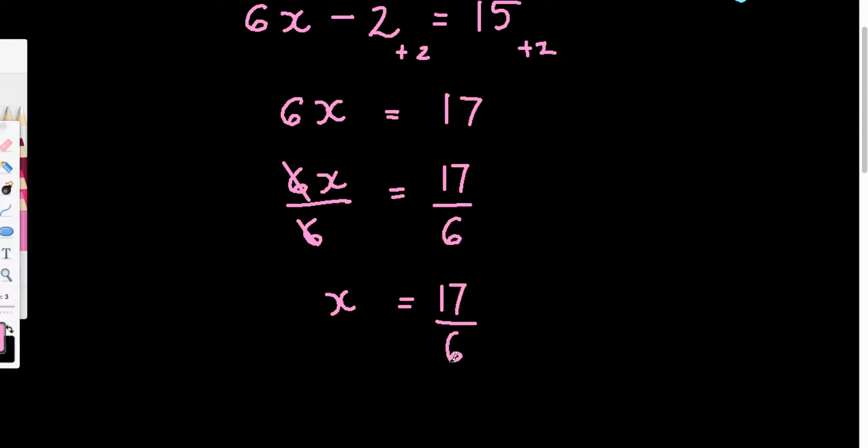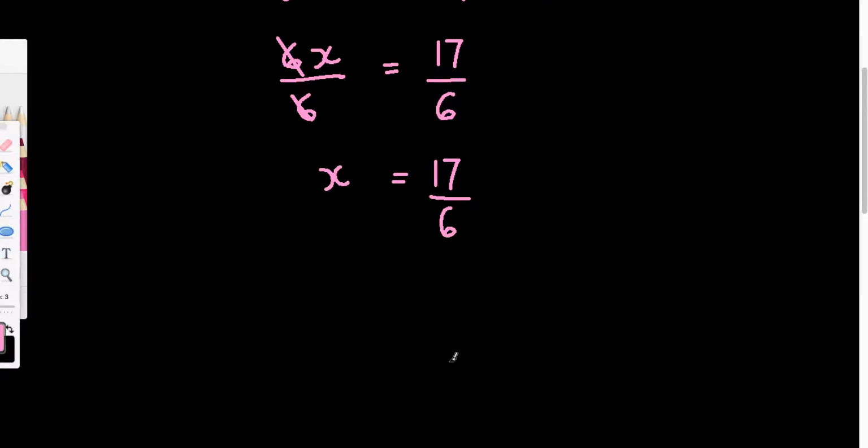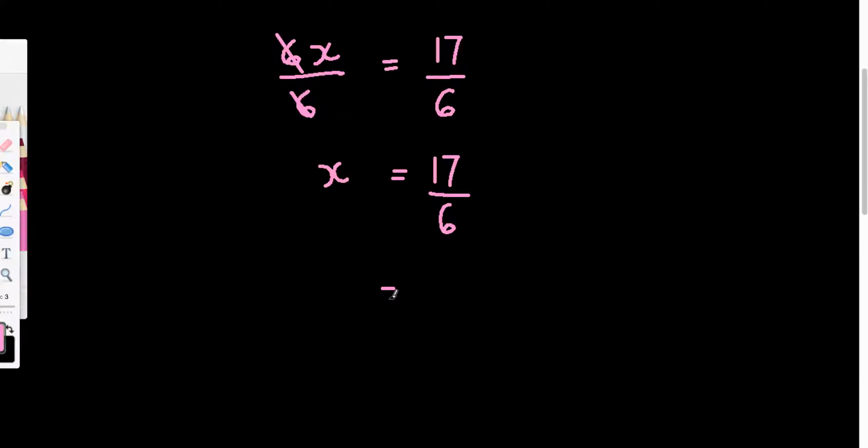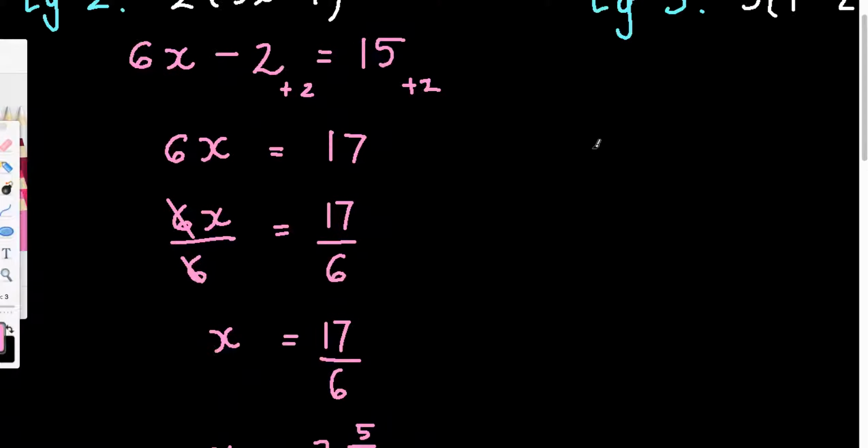I can leave it like that if I want to, because it is a simplified fraction, or if I want, I could change it to a mixed number. So this would be the same as saying 17 divided by 6, so that goes twice. 2 6s are 12, which leaves 5 remainder. So 5/6 is what is left over. Just a note though, you can leave it as 17 over 6. If you're leaving something as a fraction, just make sure it is simplified, which this one of course is.